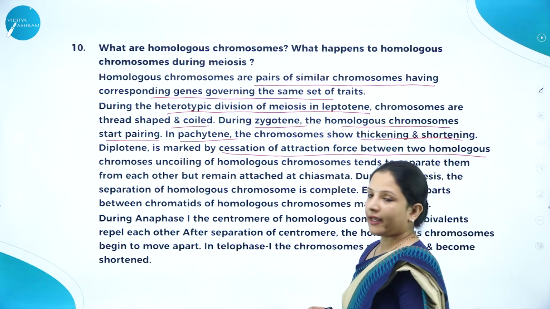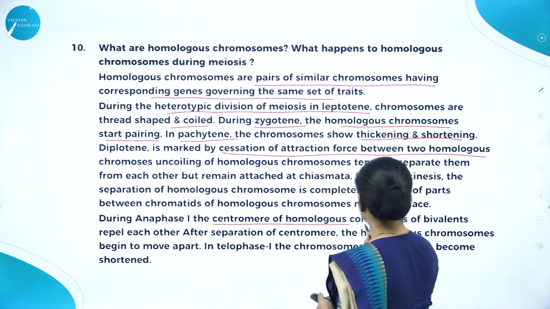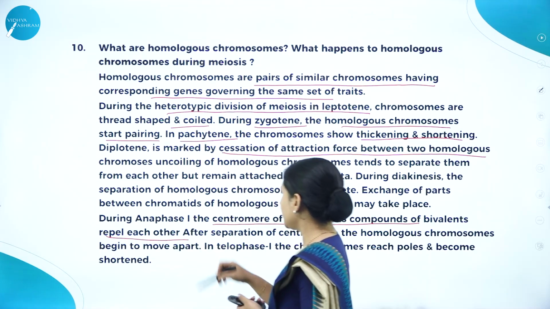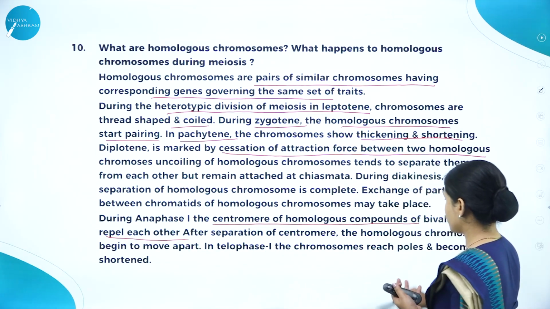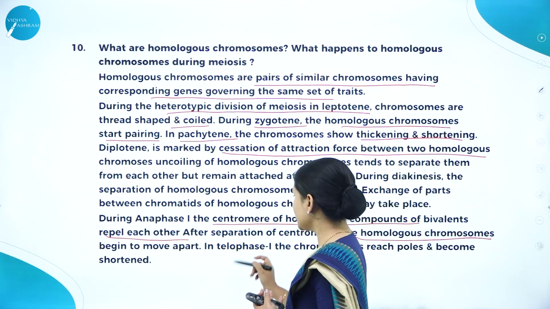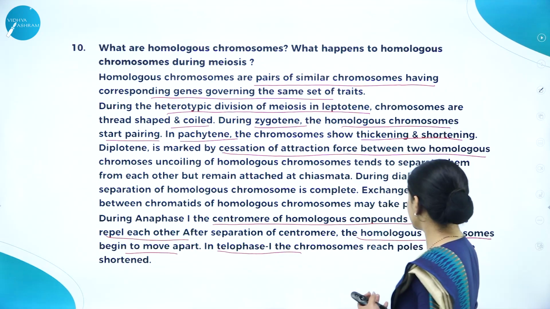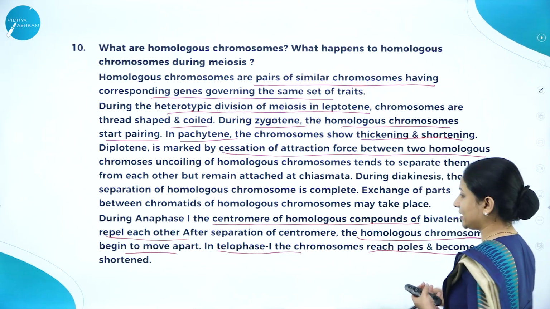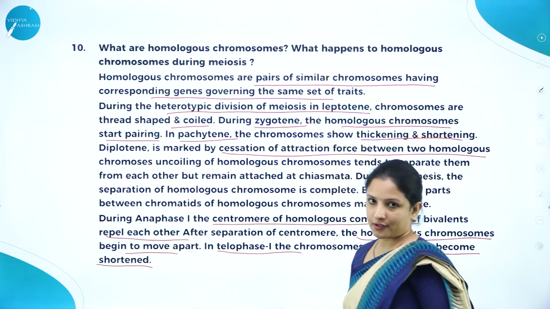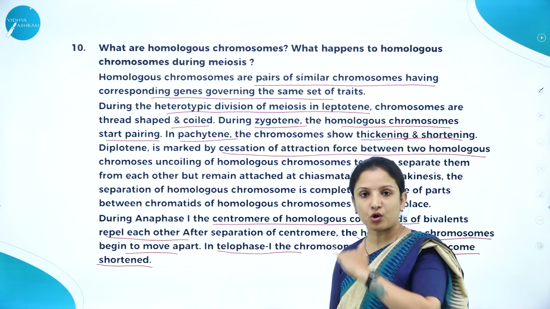Next, moving to anaphase 1. In anaphase 1, the centromeres of homologous chromosomes, that is the bivalents that were formed, repel each other. After separation of the centromere, these homologous chromosomes start to move apart. That is what happens in anaphase 1. In telophase 1, the homologous chromosomes reach the opposite poles and they become shortened. So that is what happens to the homologous chromosomes during meiosis.